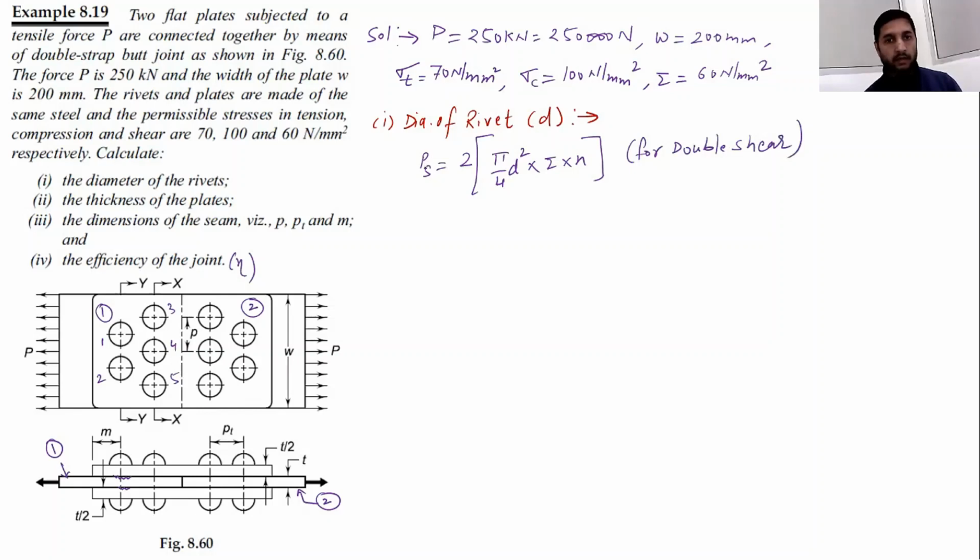And here Ps, that is the force which is acting here, the shear strength, is given to us, that is 250,000 will be equal to 2 pi by 4 d square, we have to find d, into permissible shear stress tau which is 60 Newton per mm square, into number of rivets which are 5. So in this equation we have only one unknown which is d, and you will easily find d from here. The value of d is coming 23.03.